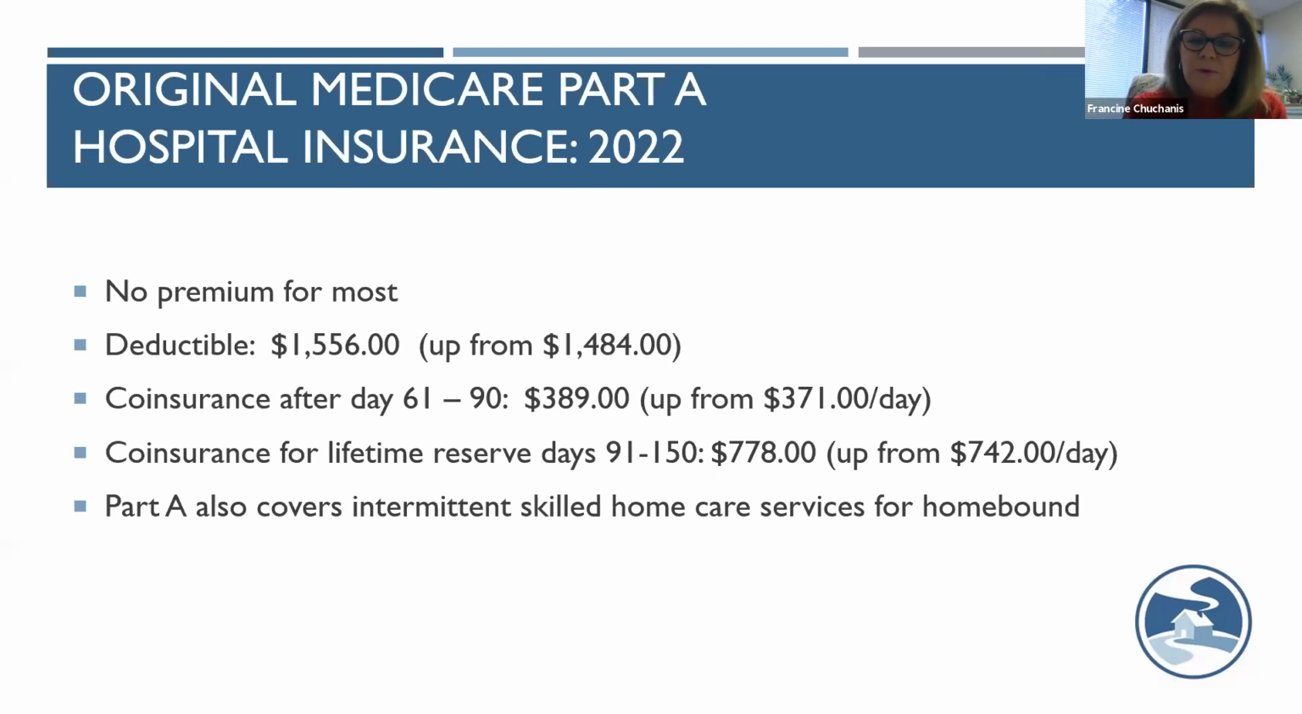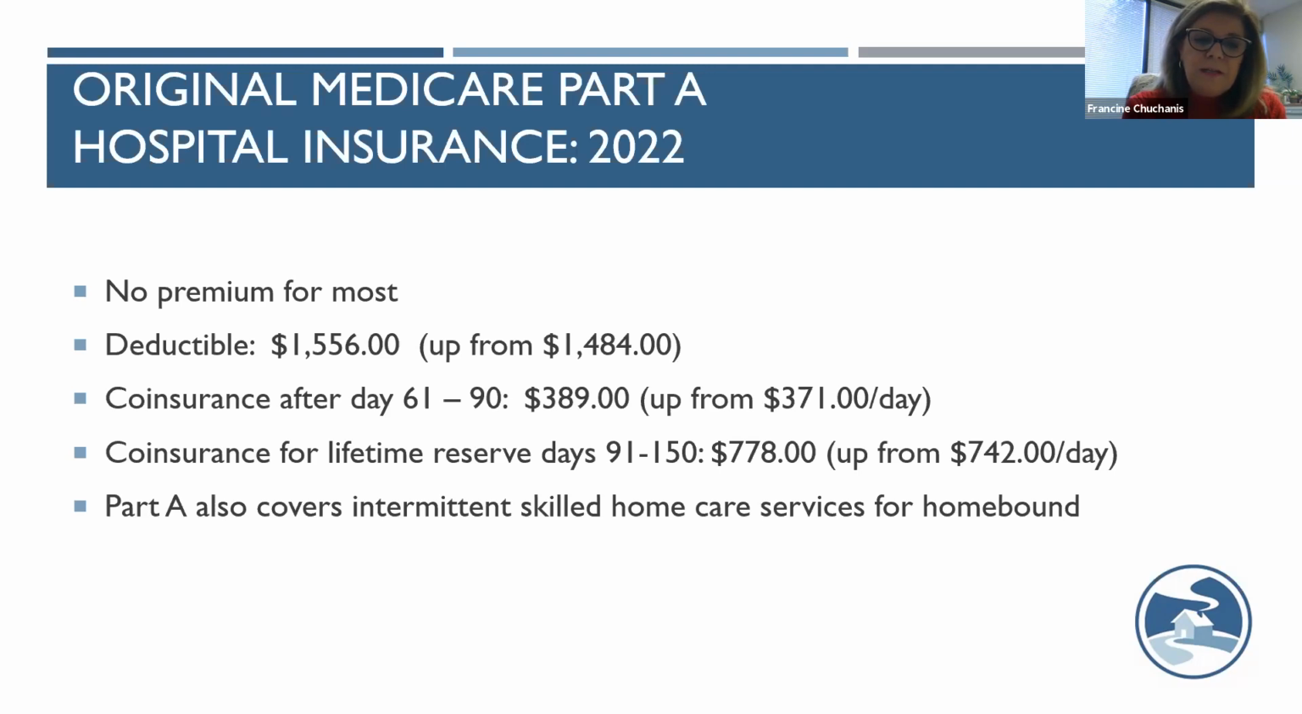So for most people, they have no premium for Part A, because if you or your spouse worked full-time for 10 years and paid into the Medicare system, you have already paid into the system and you won't have a premium for Part A. For those that worked less than that amount of time, they will have premiums, and those premiums can be hefty, up to over $400 a month.